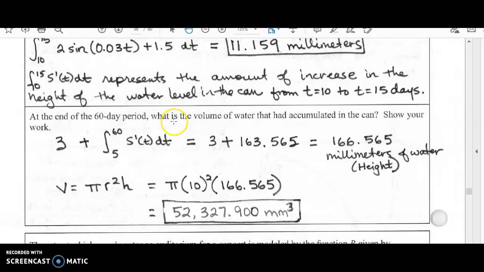Oh, I didn't answer the second part about the volume. Sorry about that. I guess we need to go back and figure out that volume is the formula pi r squared h. So if the radius of the can was 10, we could then figure out this answer as well.